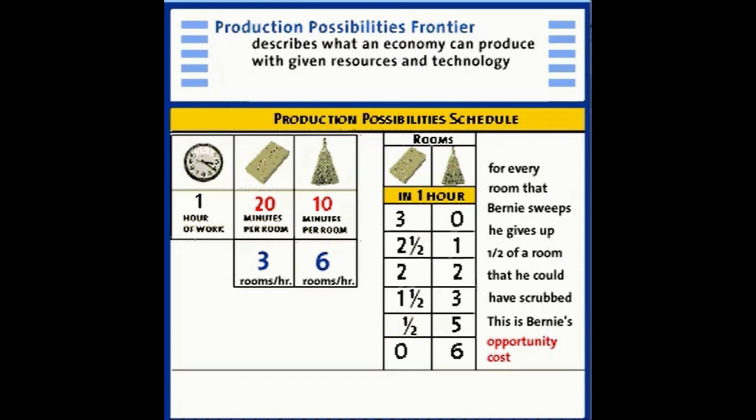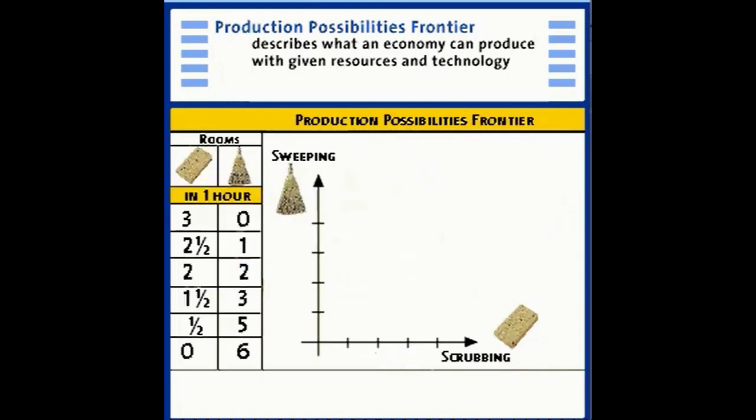I'll move these numbers over to the board so that you have them for reference, and I'll put up some axes that we can use to draw a production possibilities curve for Bernie's business. Let's put sweeping up here on the vertical axis, and let's put scrubbing on the horizontal axis. So here's sweeping, and here's scrubbing. Now let's plot numbers from Bernie's production possibilities schedule into this diagram. And we see that, let's see here, 1, 2, 3, 4, 5, 6 rooms is the maximum that he can sweep, and 1, 2, 3 is the maximum that he can scrub.